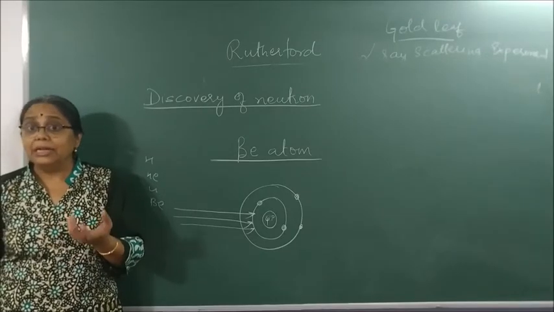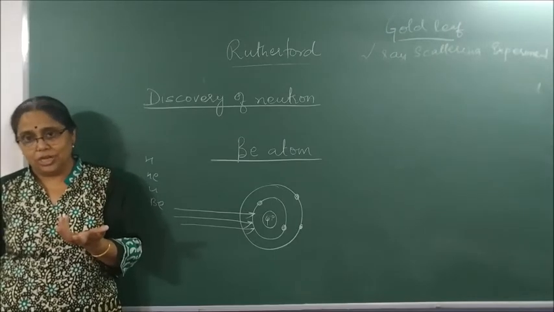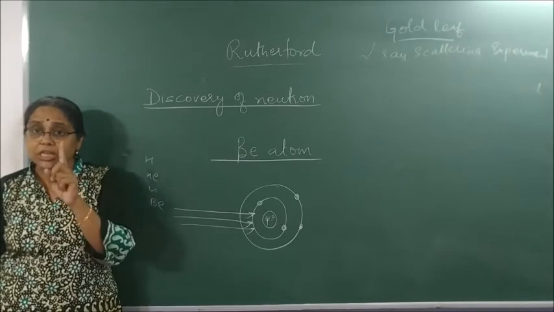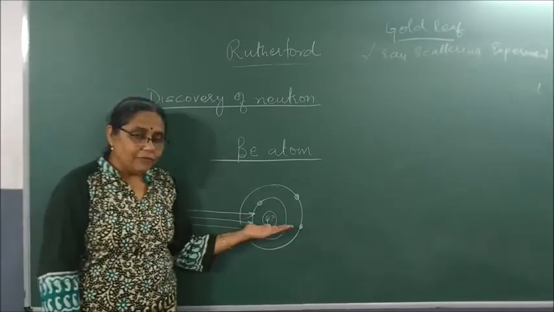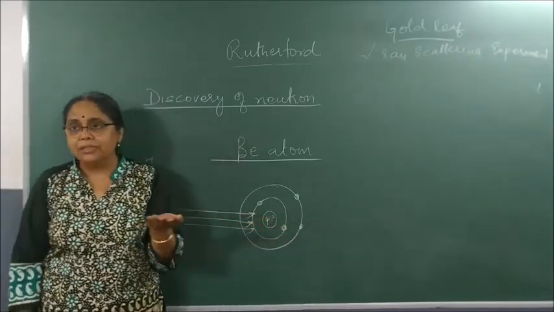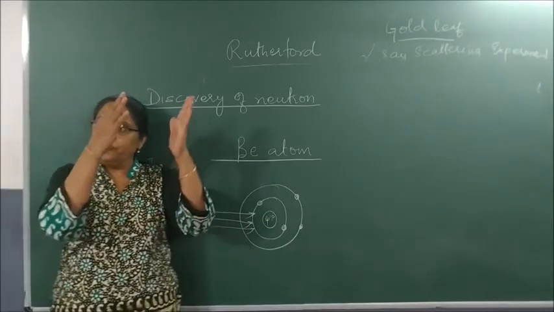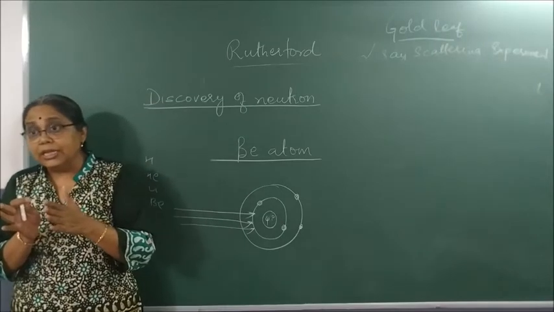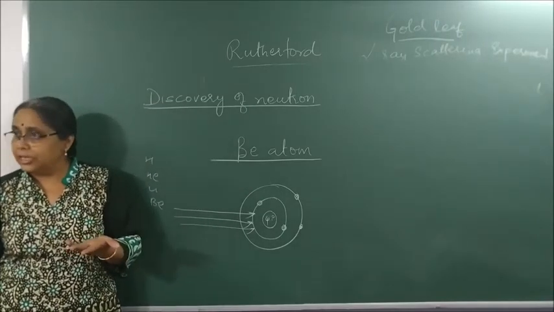He found that there was some particle which had no charge but had a mass equal to 1. Such particles do not have any charge, because when placed in an electric or magnetic field, they neither move towards the positive plate nor towards the negative plate. So they were what in nature? They were neutral in nature.